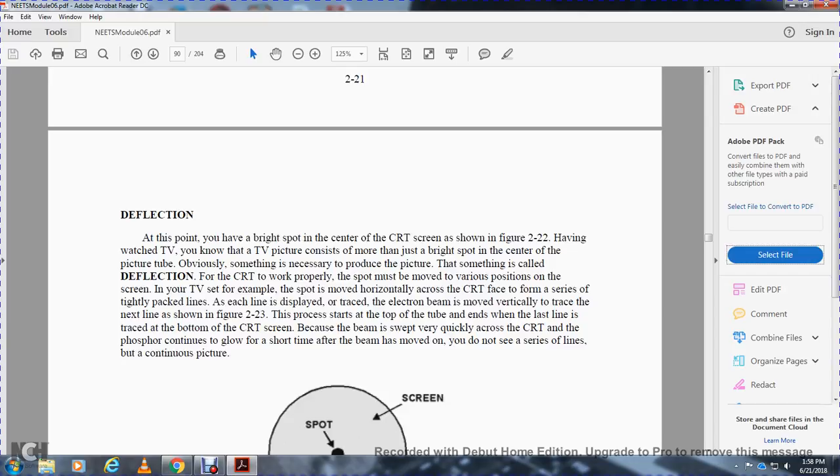Something called deflection. When the cathode ray tube works properly, the spot must be moved to various positions on the screen of the TV. The electron beam moves horizontally across the cathode ray tube, which forms a series of tightly packed lines. Each line is displayed, and the electron beam moves vertically to trace the next line, as shown in figure 2-13.